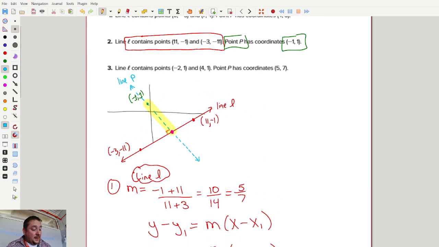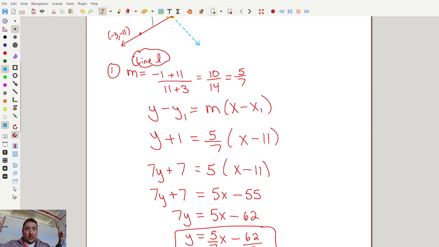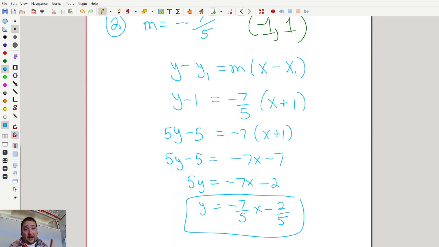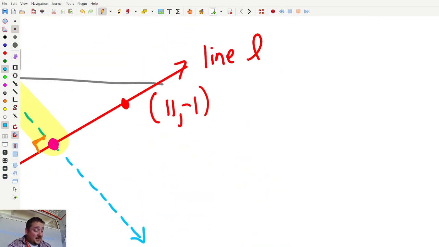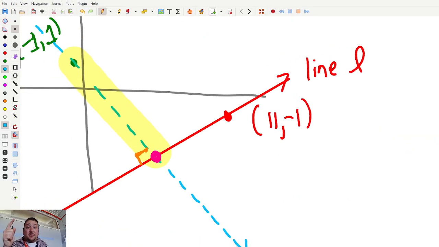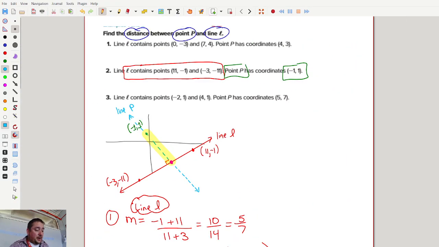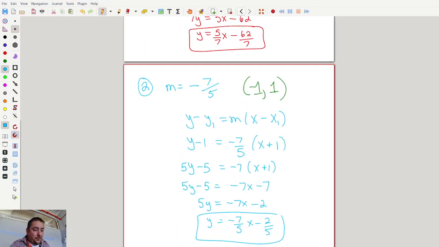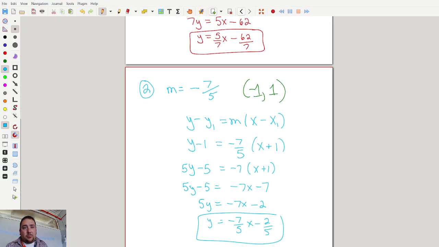Cool. Now that I have the equation for the red line and the equation for the blue line, I can find where the two lines intersect by solving a system of equations. Everything we learned in Algebra 1. Oh, you learned a lot more than that, I hope. But we can take the red and the blue equation, set them equal to each other, and solve for x.